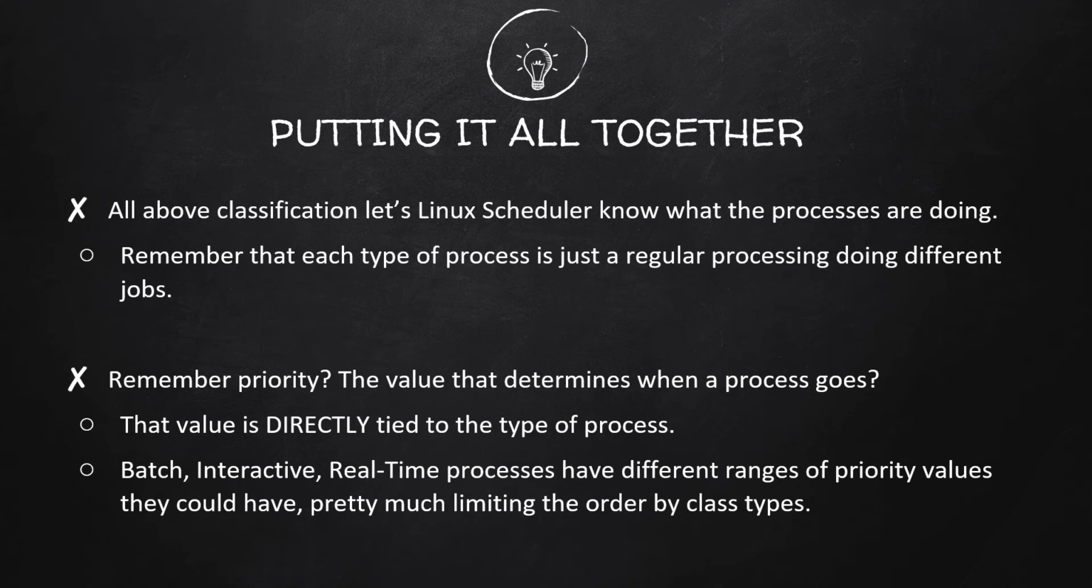As I said, remember that each type of process is just a regular process doing different jobs. So remember priority, the value that determines when a process goes? That value is directly tied to the type of process. Batch, interactive, and real-time have different ranges of priority values which they could have, pretty much limiting the order and priority by the class types or the classification types of each process.